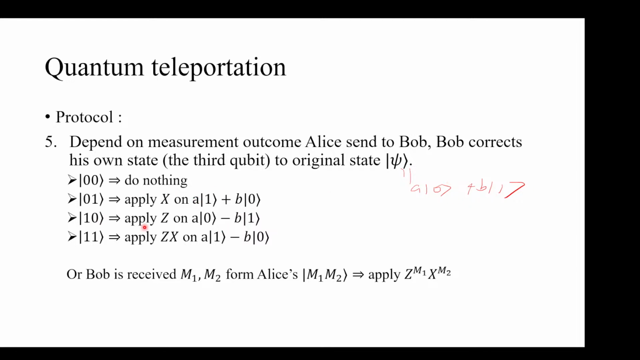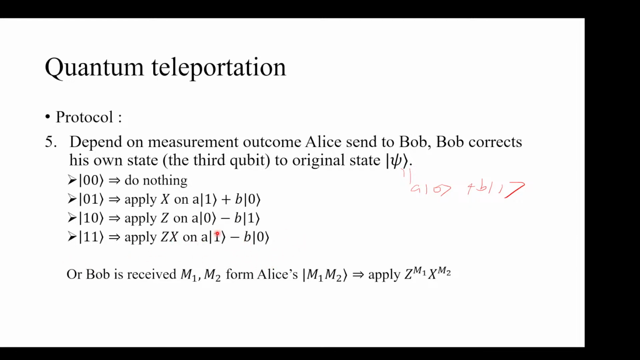And similarly, if you have A0 minus B1 and you apply the Z gate on it, then Z on 0 is still 0 and Z on 1 gives you a minus sign before your 1, so the minus sign will cancel this minus sign and once again give you A0 plus B1. Okay, and you can check it yourself.